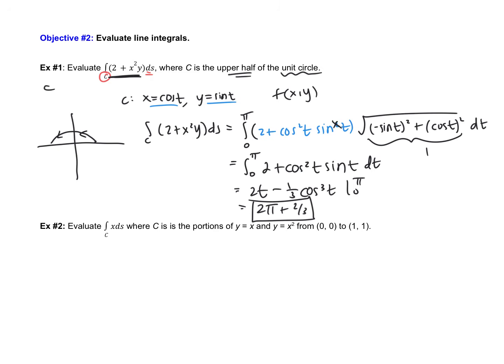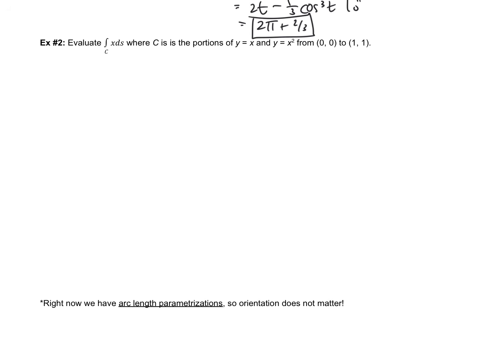Okay, let's take a look at another example, one that is a little bit more involved. Evaluate the line integral of x ds, where C is the portions of y equals x and y equals x squared from (0, 0) to (1, 1). Okay, so I'm going to go from (0, 0) to (1, 1), and we have y equals x, and then we have y equals x squared. So here's our y equals x, here's our y equals x squared, and I'm going to tell you we first go along y equals x, and then we come back along y equals x squared.